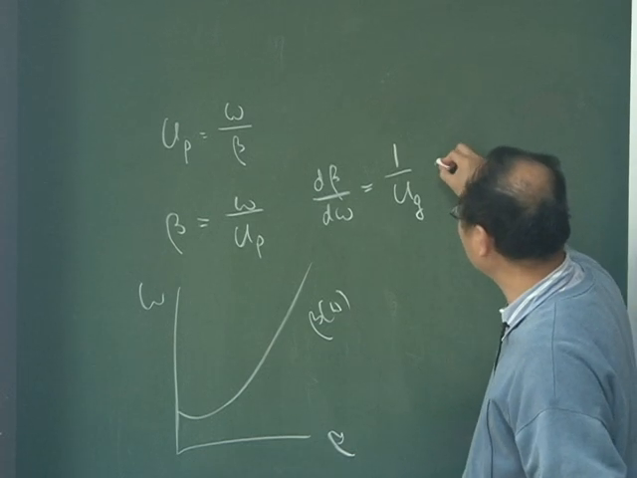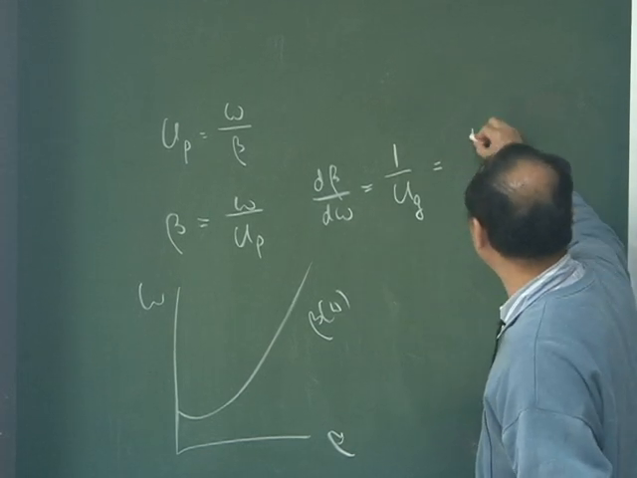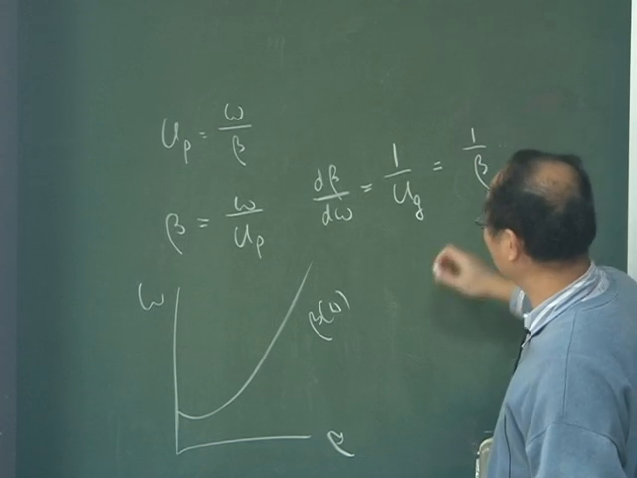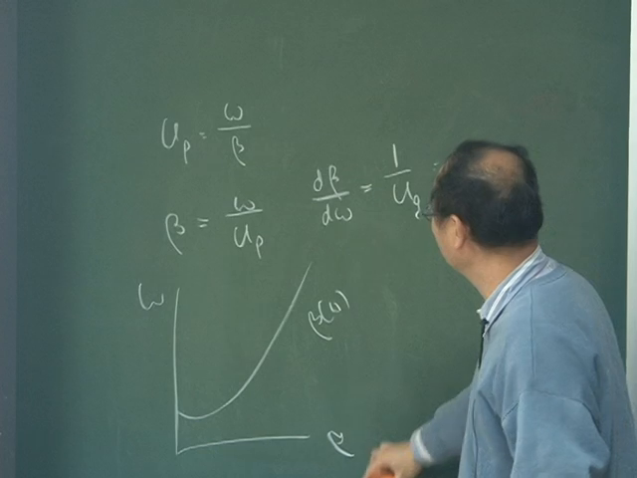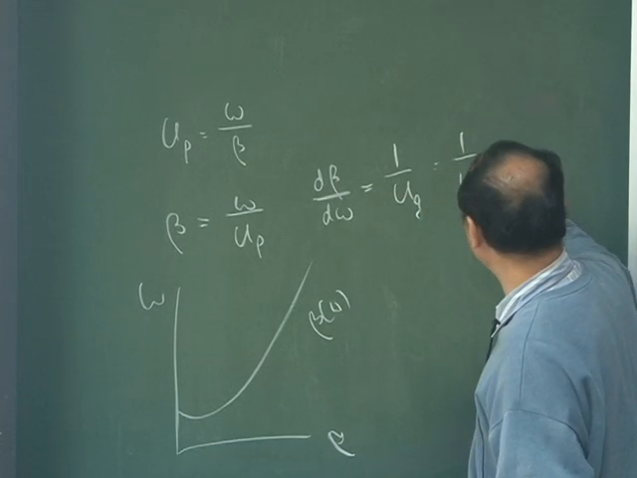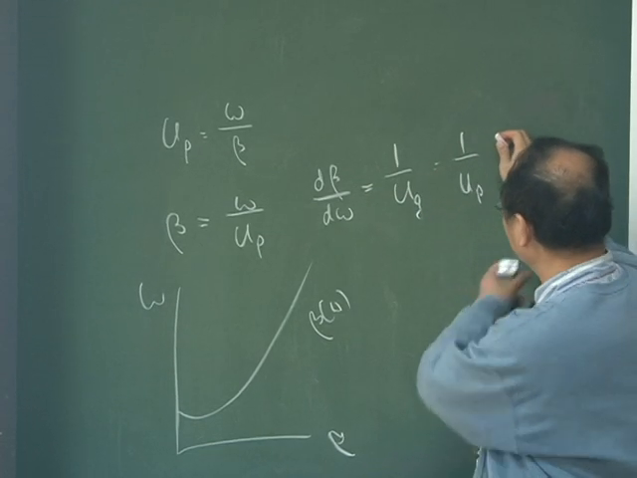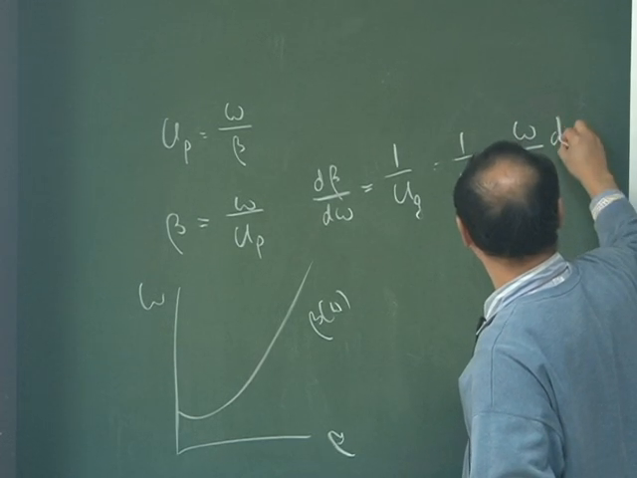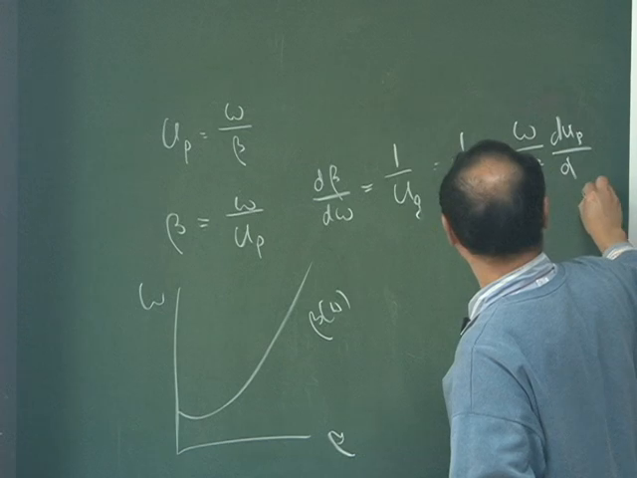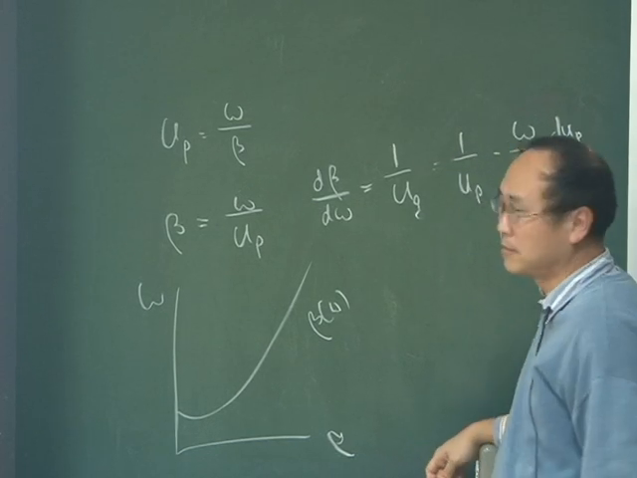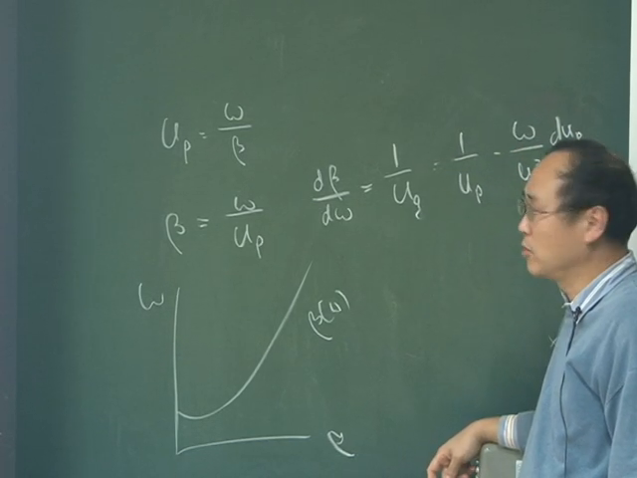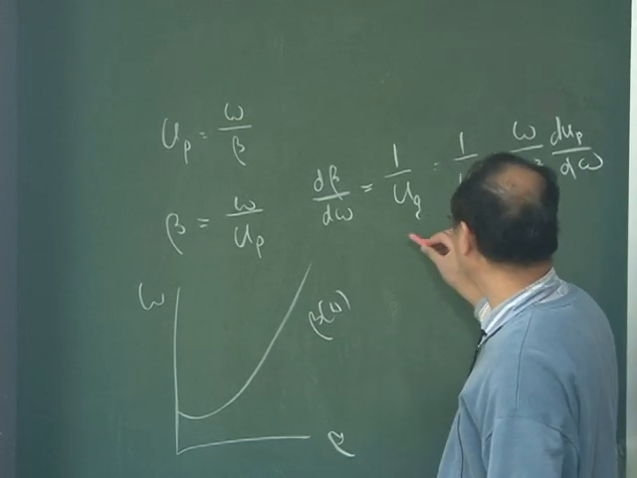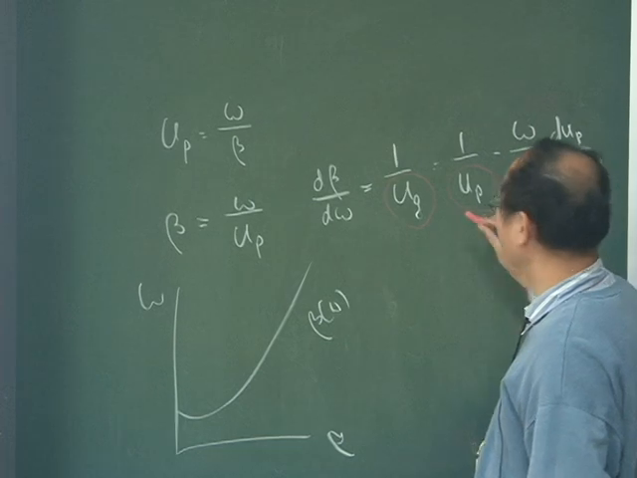And then on the right-hand side, you have 1 over UP minus omega over UP square times DUP d omega. We can do a differentiation. Therefore, you start to relate your group velocity to your phase velocity.